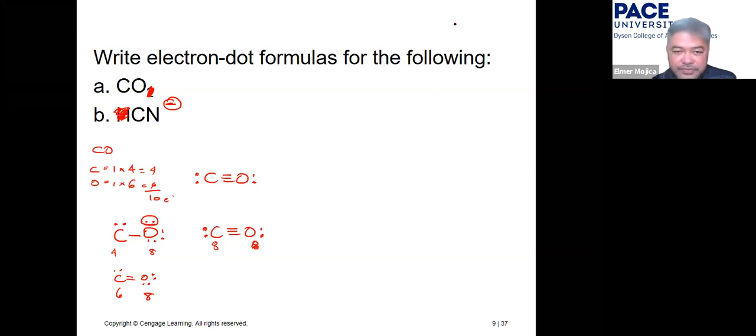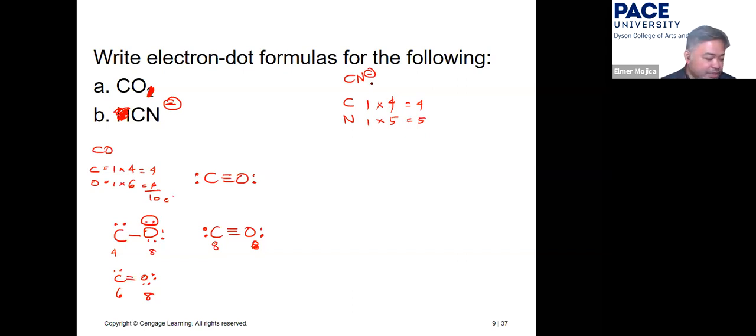Now, how about CN minus? What happens if you have a charge? Then you treat the charge as an electron. If it's a negative, plus. If it's a positive, minus, whatever the number of the charge. So if I have it here, both of them 1, so this is 4, and this is 5. So that means I have 4, I have 5. Since I have a negative here, that means I'm going to add 1, because a negative charge means there's 1 electron that's available. So that means I also have 10. And I would say I'll just follow the one that I have here. But since there's a negative charge, I put the bracket. That means the whole negative charge applies to the given molecule.